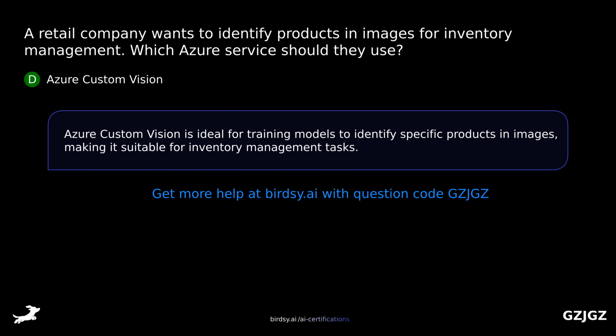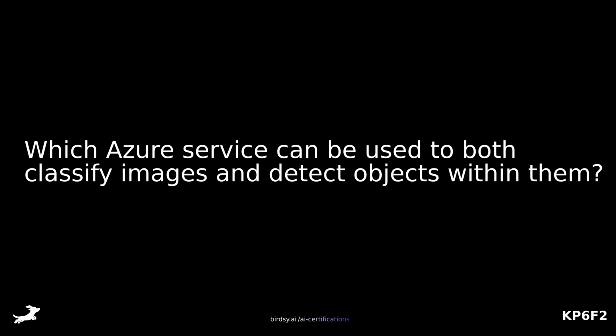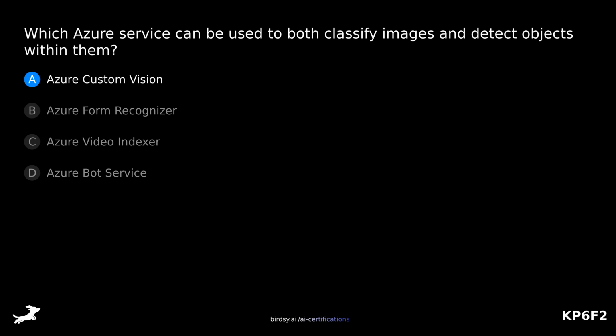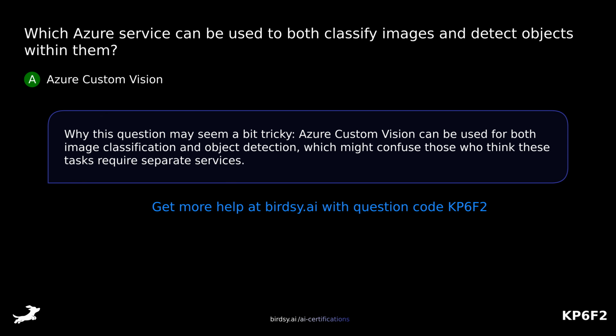for inventory management tasks. Which Azure service can be used to both classify images and detect objects within them? Is it A. Azure Custom Vision, B. Azure Form Recognizer, C. Azure Video Indexer, or D. Azure Bot Service? The answer is A. Azure Custom Vision. Why this question may seem a bit tricky, Azure Custom Vision can be used for both image classification and object detection, which might confuse those who think these tasks require separate services.